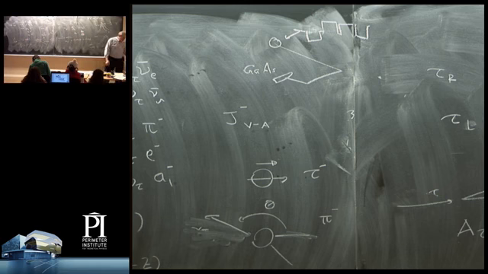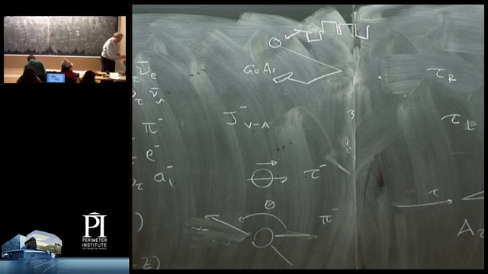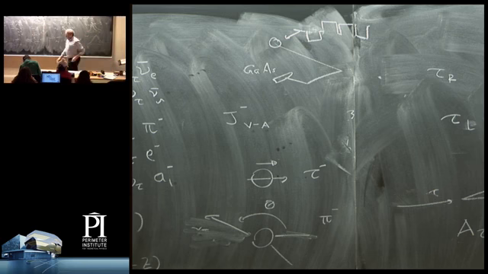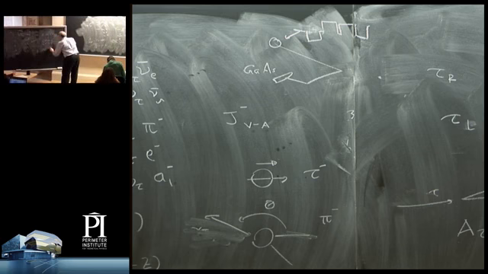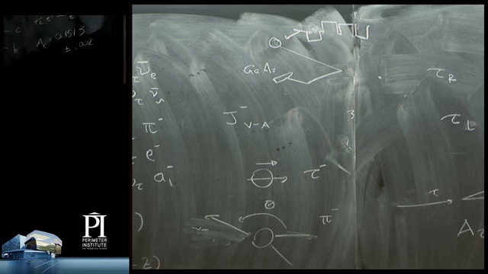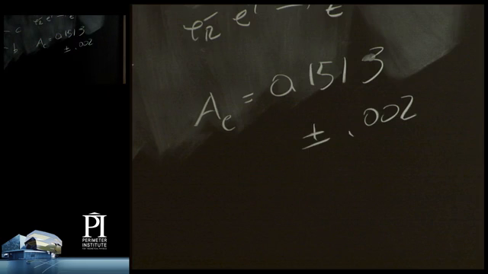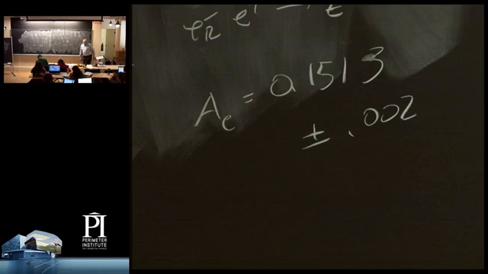And you get a number for the asymmetry, which is 0.1513 plus or minus 0.002, which is actually the single most accurate measurement of these Z asymmetries that exist. Although, frankly, the tau comes pretty close to that.